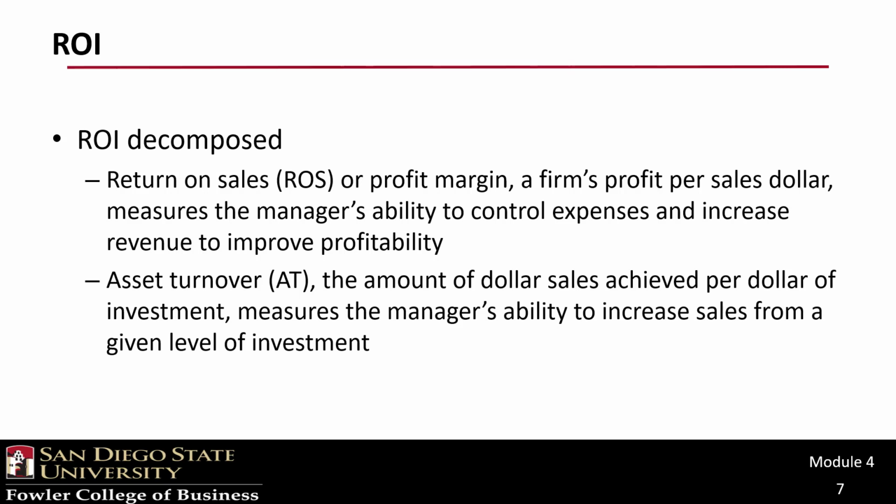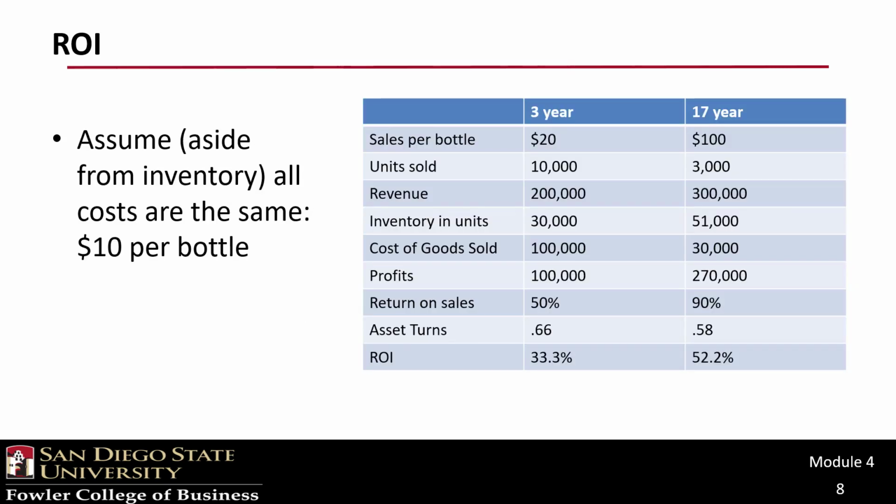So when I put sales divided by inventory, what you really end up with is how quickly you are turning your inventory on the average. Okay, so let's assume, aside from inventory, that all the costs are the same for 3-year Scotch and 17-year Scotch, and that it costs $10 per bottle to manufacture the Scotch. And so really the only difference is the amount of time you have to hold the Scotch in barrels before you bottle it and sell it.